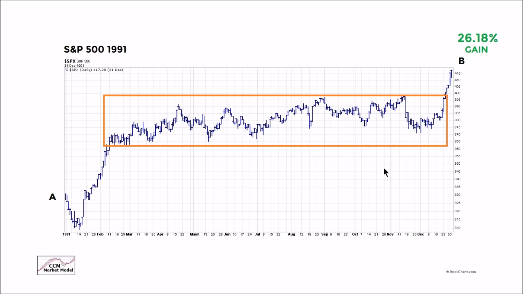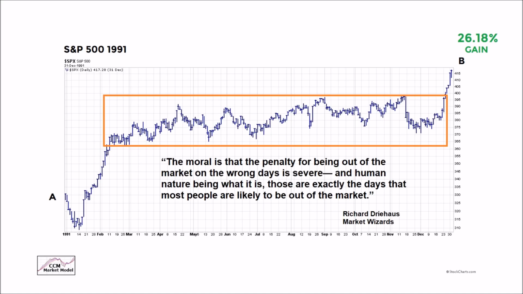One of the takeaways can be summed up in this quote from Market Wizards. The moral of the story is that the penalty for being out of the market on the wrong days is severe. And human nature being what it is, those are exactly the days that most people are likely to be out of the market.